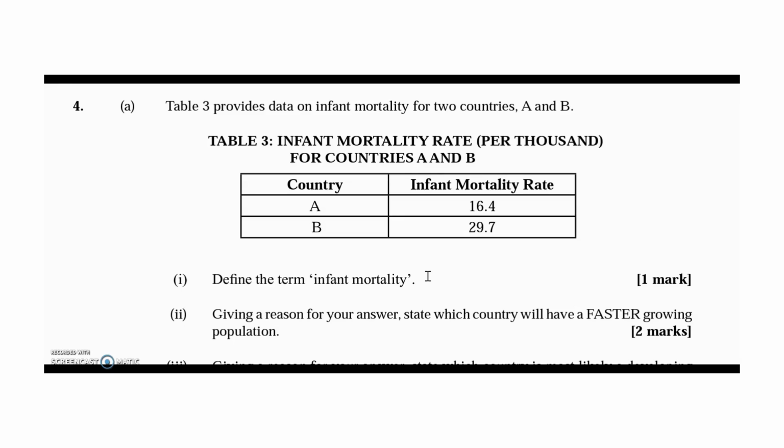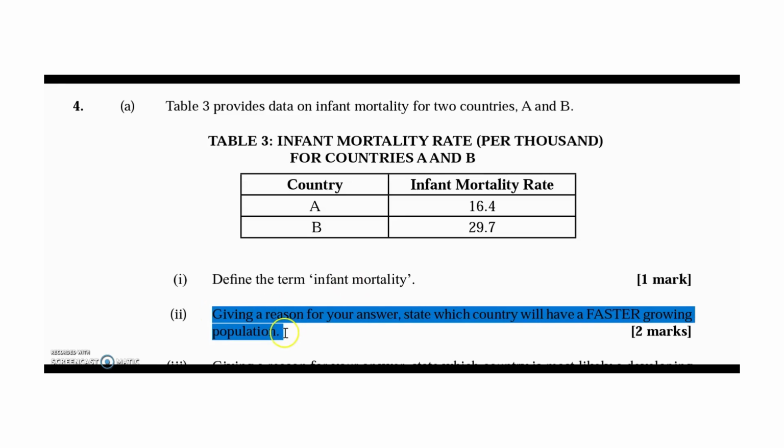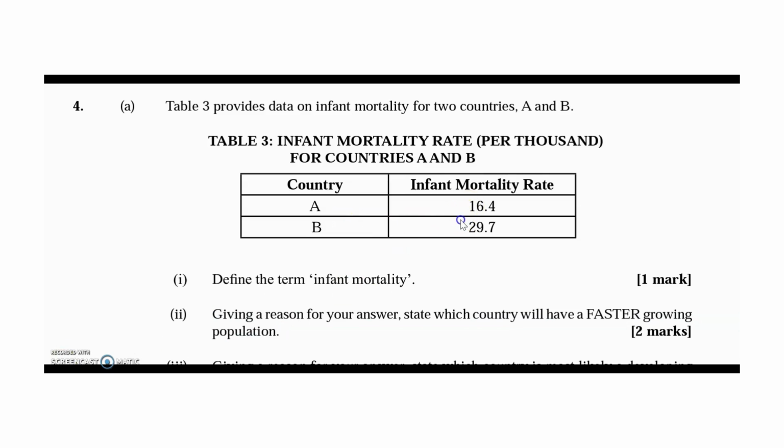Now, giving a reason for your answer, state which country will have a faster growing population. This is a very important question. Now, I will actually go with country B. All right, even though country B has a higher infant mortality rate, I will go with country B. Reason being is because developing nations are associated with a higher rate of infant mortality, and as a result, these areas are associated with high fertility and high birth rates, which will actually tantamount to an increase in the population progressively with time.